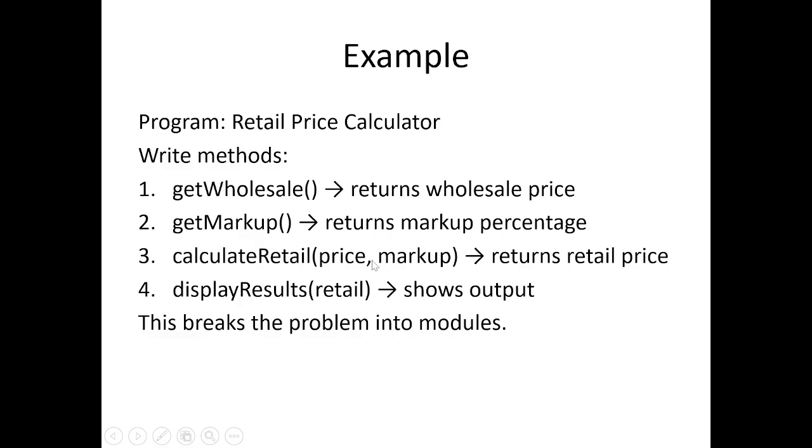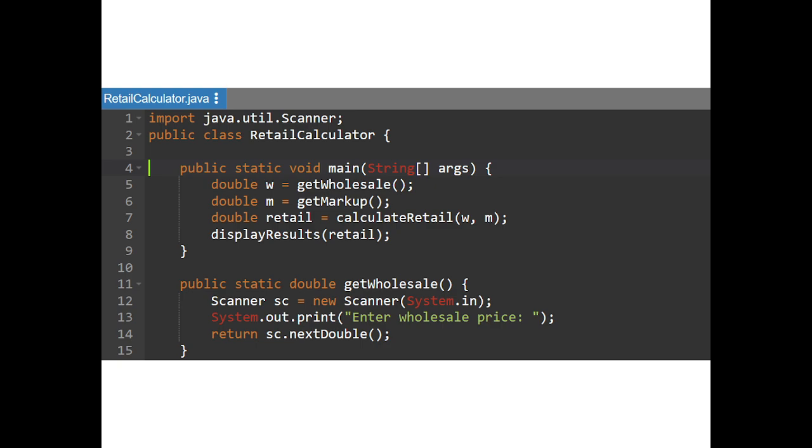So actually you just need one program, but it involves several methods. The third method, calculate retail, involves price and markup, and needs to return the retail price. Then you have another method to display the result of the retail. So basically the last one is to display the output. So you have different modules or methods, and we need to differentiate them. Basically you have five structures involving main and these four methods.